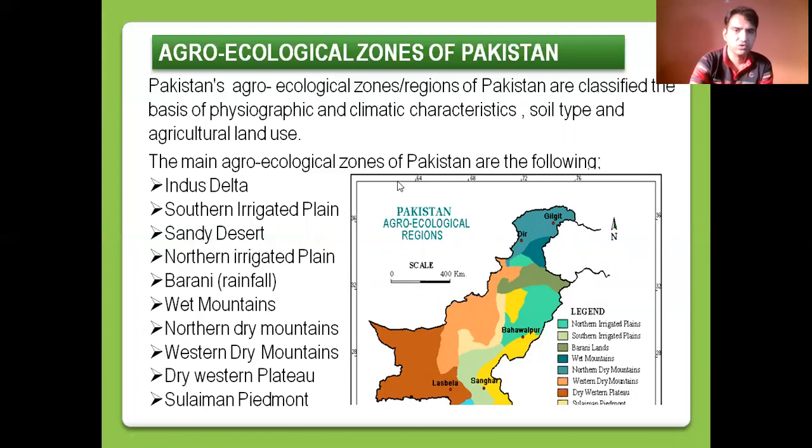So what are those 10 agro-ecological zones? Indus Delta, southern irrigated plains, sandy deserts, northern irrigated plains, Barani or rainfall areas, wet mountains, northern dry mountains, western dry mountains, dry western plateau, and the Sulaiman Piedmont. So you can see here, these are the different ecological regions of Pakistan. Sometimes the agro-ecological regions also are classified on the basis of aridity.